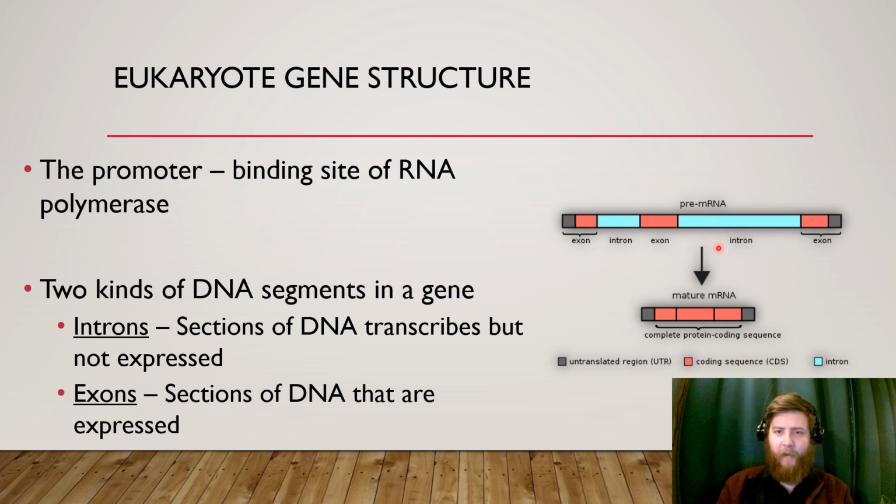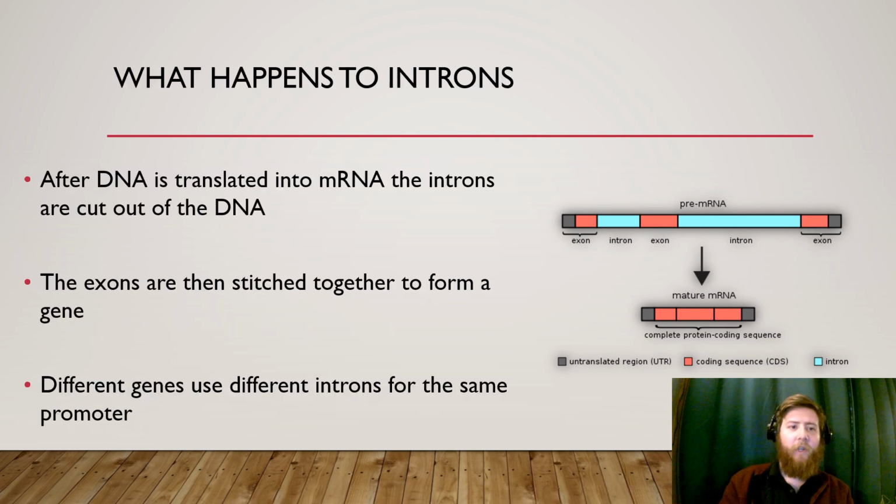Because our DNA is a little bit more complex, we use the same segments of DNA over and over again for different genes, depending on what we take in and out of them. What happens to these introns after we transcribe them? After we turn it into mRNA, the introns are snipped out, and the exons are then stitched together to form a gene. So different genes use different introns for the same promoters. The same segment of DNA has the chance to make many different proteins.